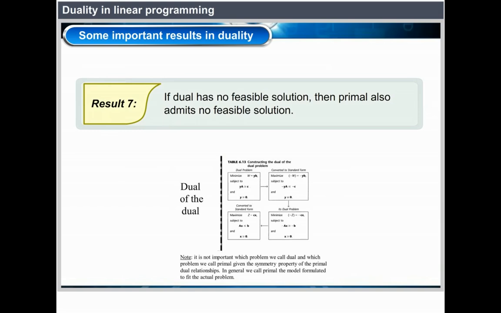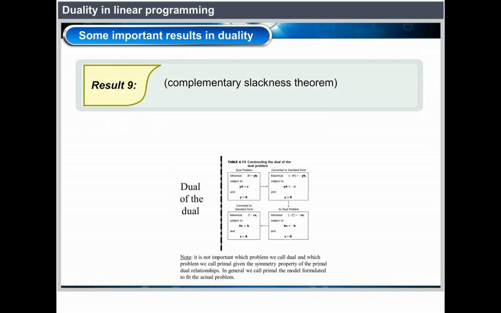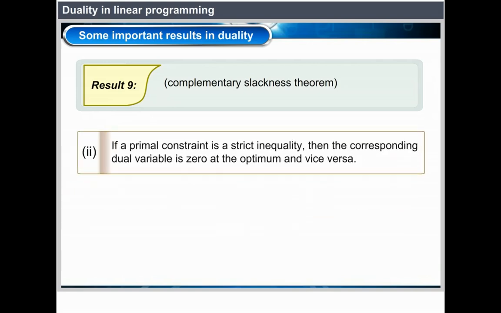Result 8. The value of the objective function Z for any feasible solution of the primal is less than or equal to the value of the objective function W for any feasible solution of the dual. Result 9. Complementary slackness theorem. Subdivision 1. If a primal variable is positive, then the corresponding dual constraint is an equation at the optimum and vice versa. Subdivision 2. If a primal constraint is a strict inequality, then the corresponding dual variable is 0 at the optimum and vice versa.